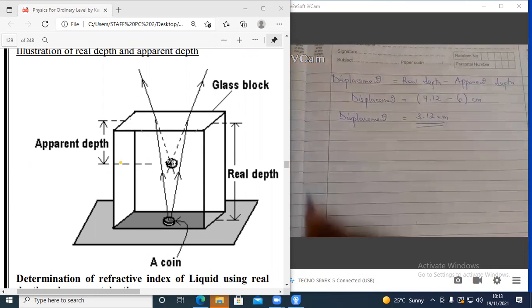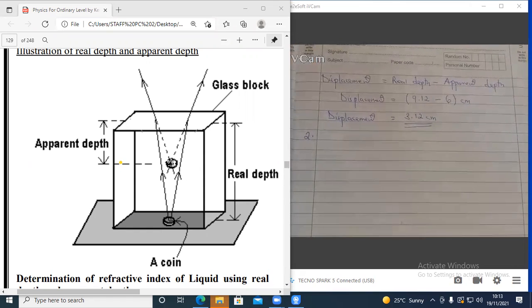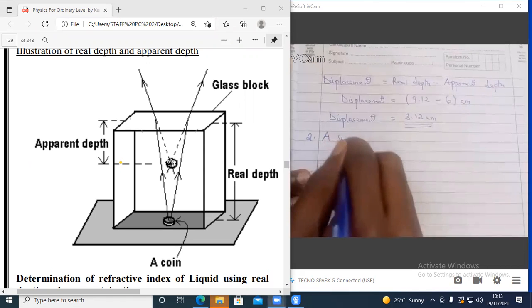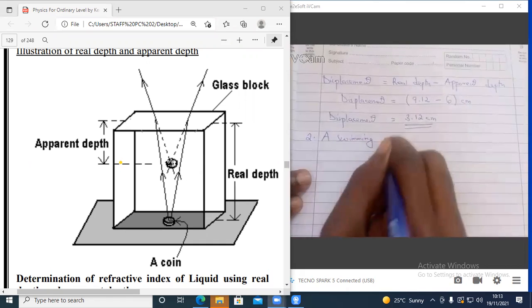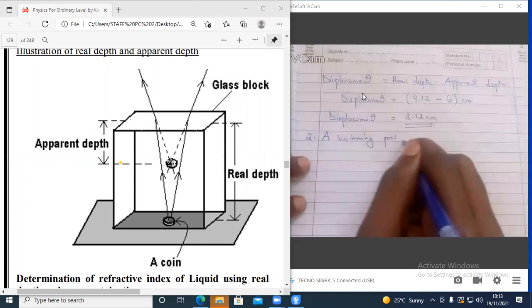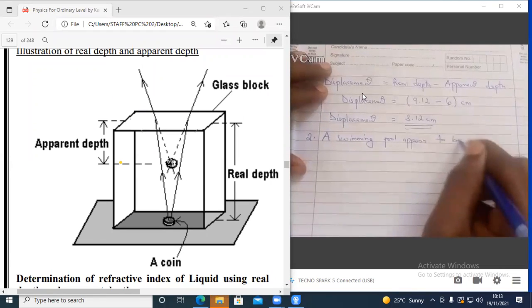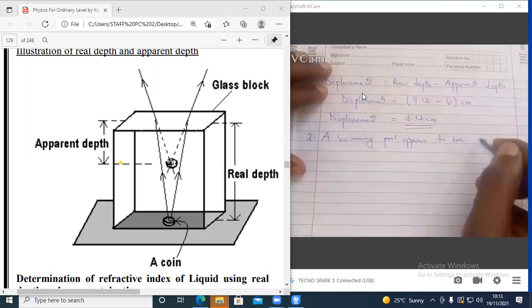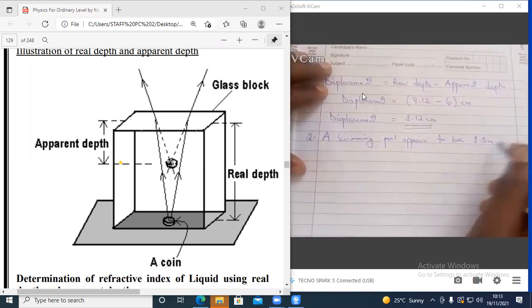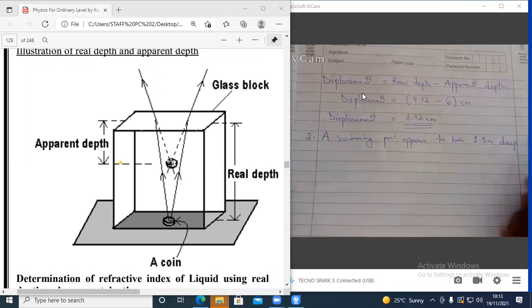Yes, teacher. Question number 2. Example number 2. They're saying a swimming pool. Members, we have only 10 minutes remaining. Let's be faster. A swimming pool appears to be 1.5 meters deep.